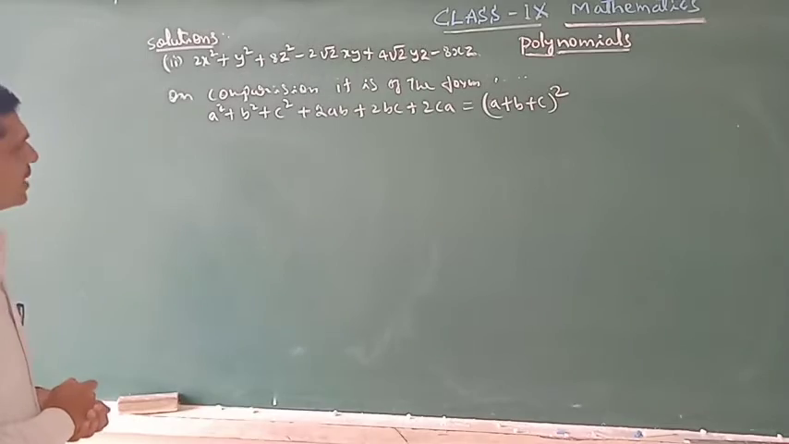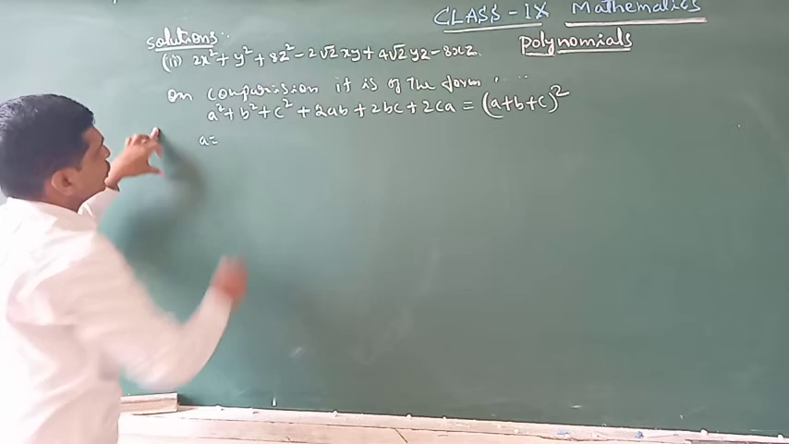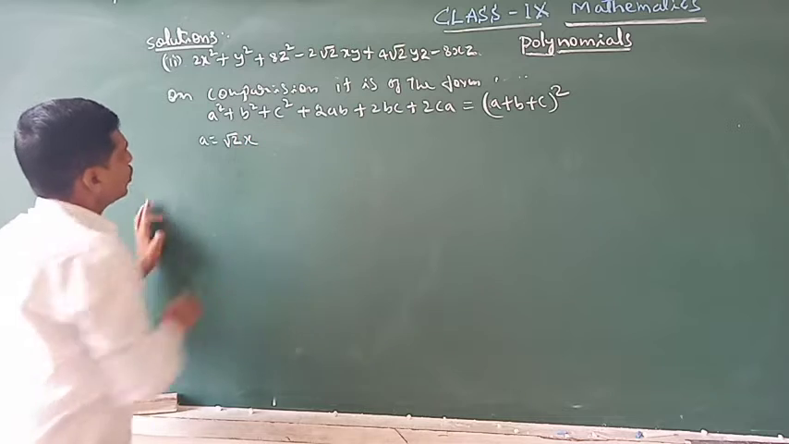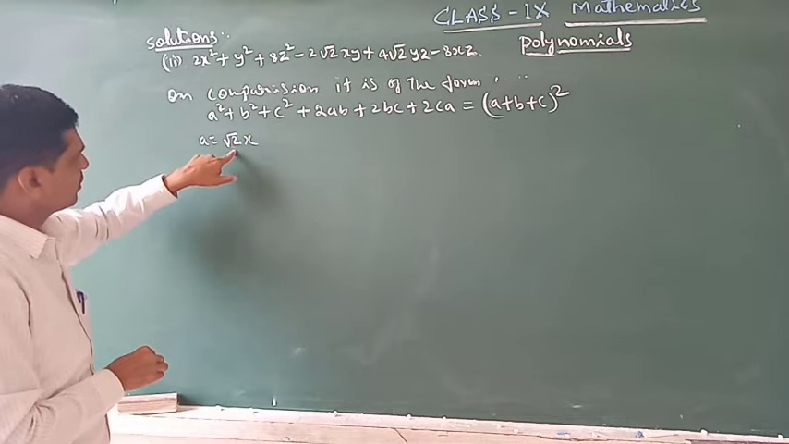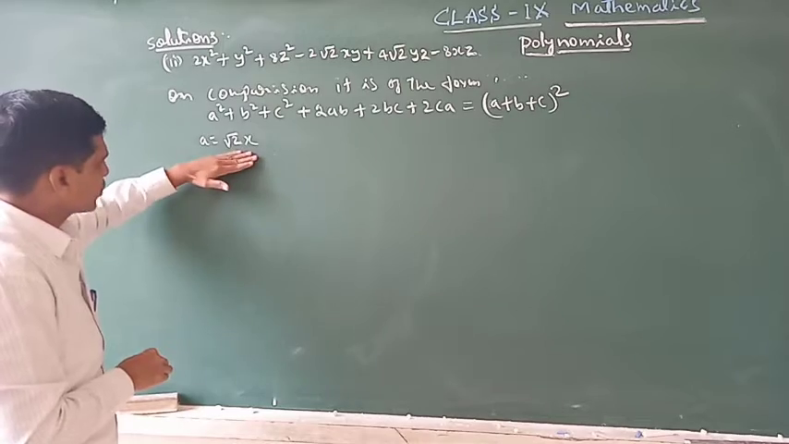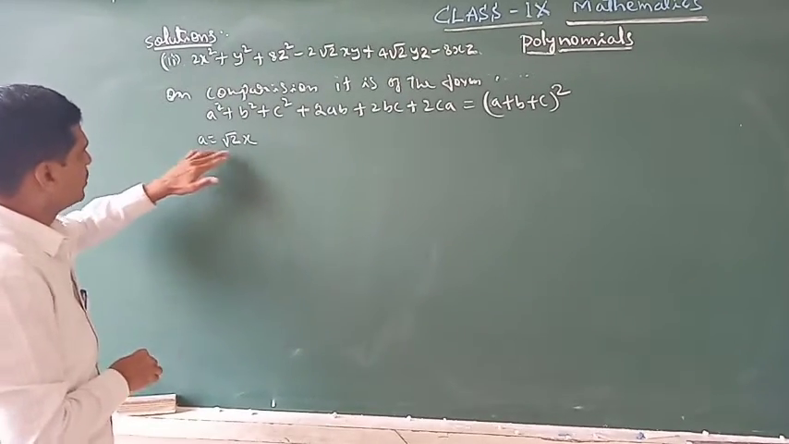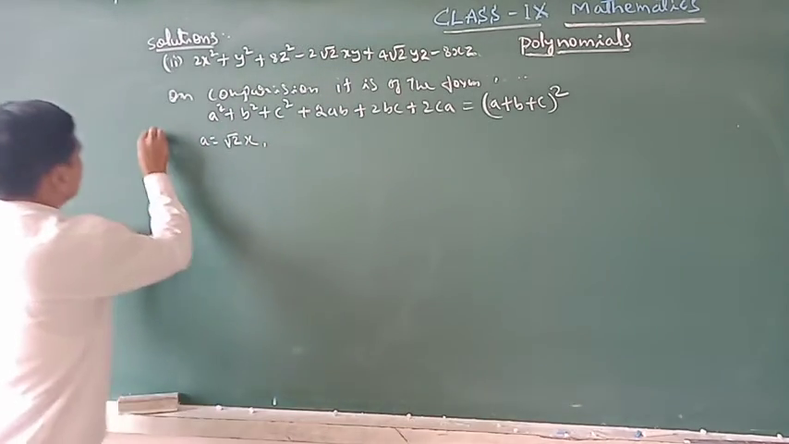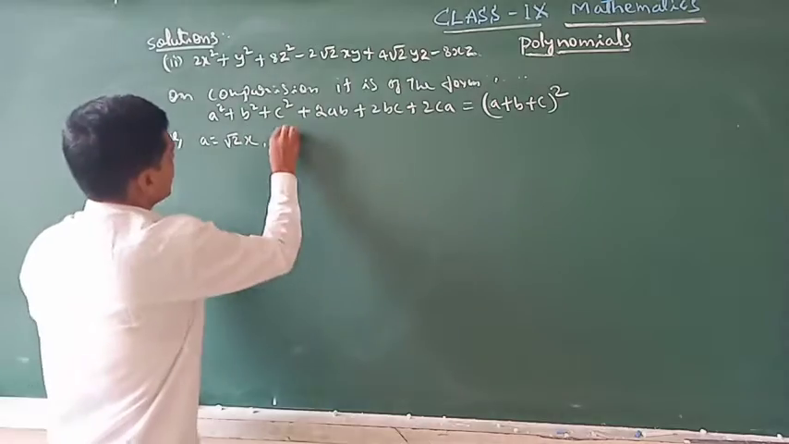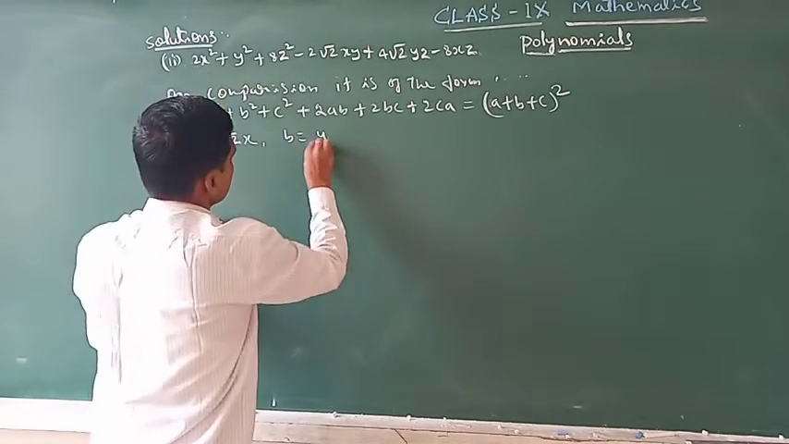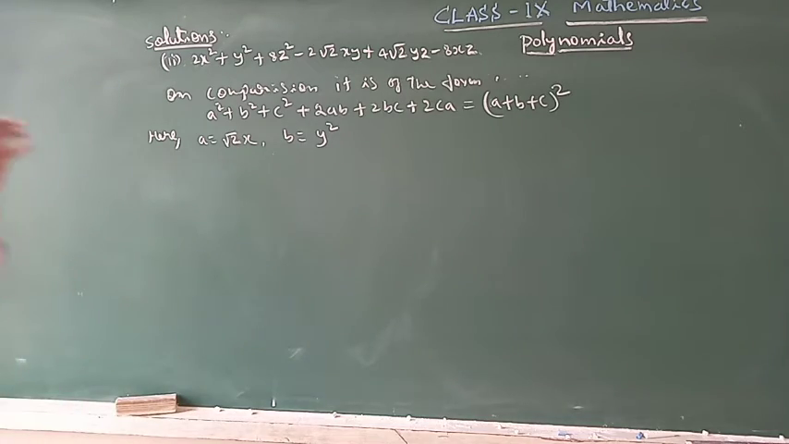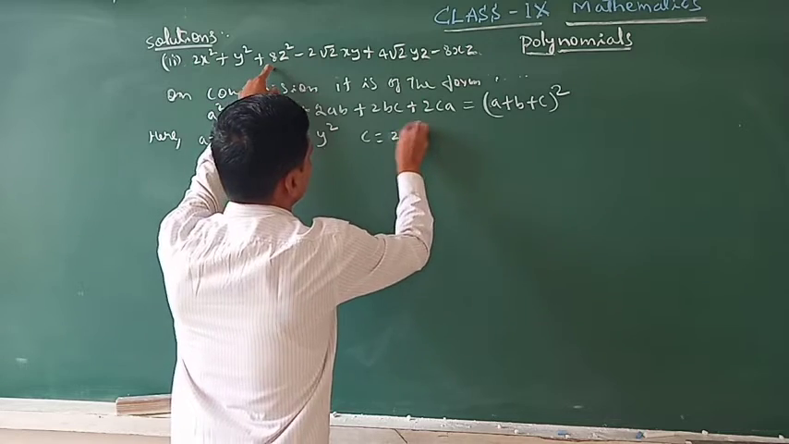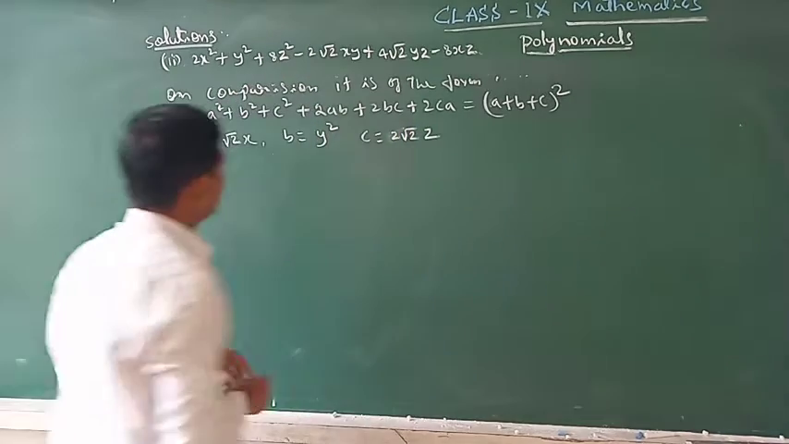So now, after comparison, take their values. Look here, instead of 2x square, you have to write root 2 into x, because after squaring, the 2 remains here. If you apply the square here on both sides, its answer becomes again 2x square. That is why we took root 2x. Now here a is equal to this much and b is equal to y, which is there already, you can write as it is, y square. Now c according to this question becomes, look here, 4 into, I think 2 into root 2 into z, root 2 into z.